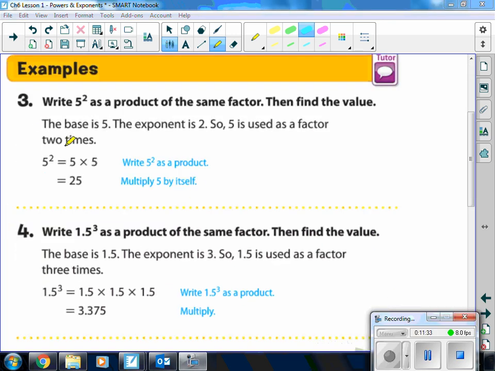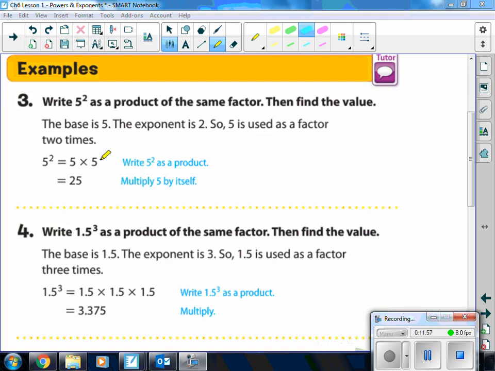So, for example 3, it says write 5 squared as a product of the same factor. Then find the value. So here, ladies and gentlemen, is where you will multiply it out. So here, 5 squared is 5 times 5, right? The base is 5, the exponent is 2, so we're multiplying 5 times itself twice.